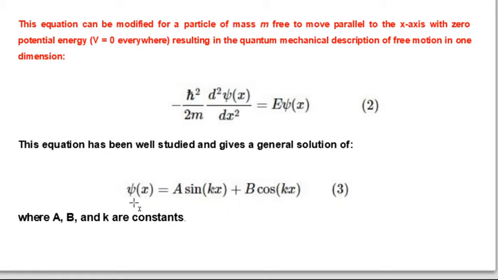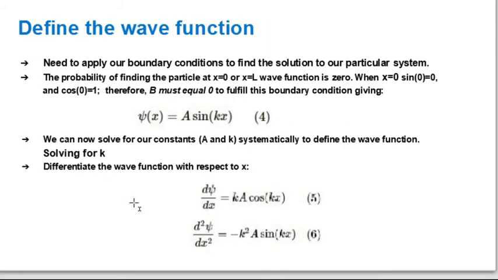So this is not a complete solution for our wave function, or it is not a complete definition for the wave function, because we have introduced into the standard solution 3 unknown constants a, b and k. Now we have to define these 3 constants. Then only the wave function will be completely solved. In order to do that, we apply the boundary condition.